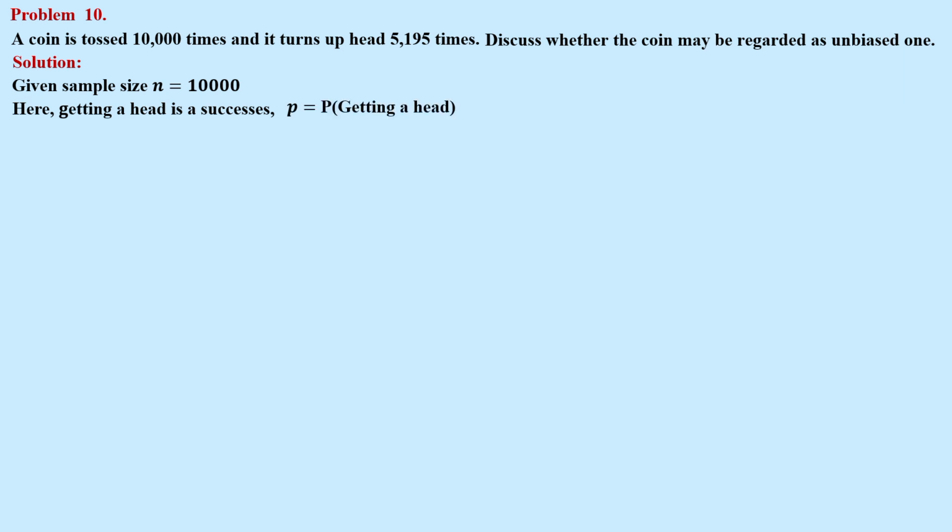3195 times. Discuss whether the coin may be regarded as an unbiased one. So given the number of tossings, that is sample size 10,000, and getting a head is a success. So small p is equal to the probability of getting a head, that is equal to 1 by 2, right? So q is equal to 1 minus p, that is equal to 1 by 2.